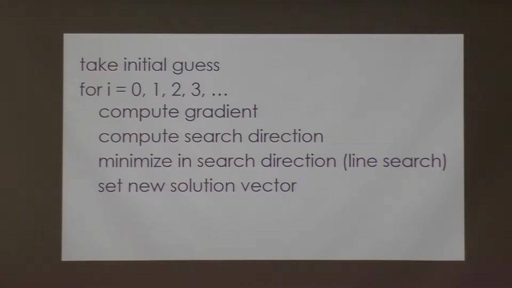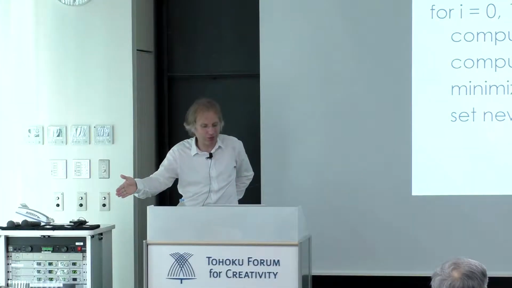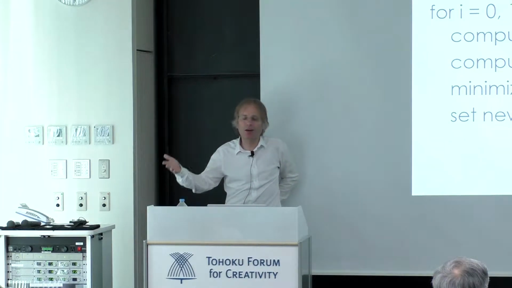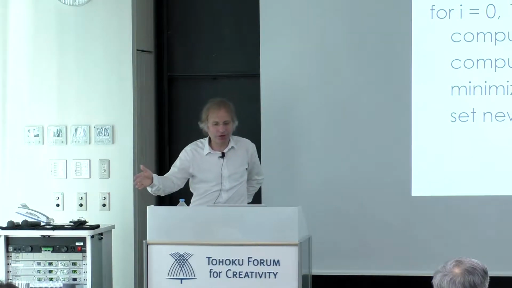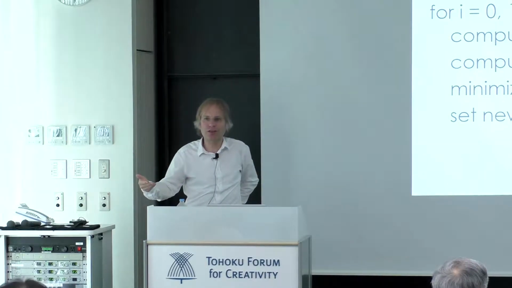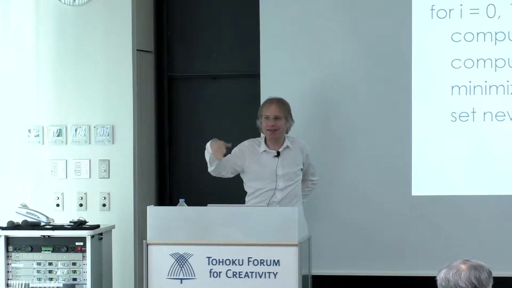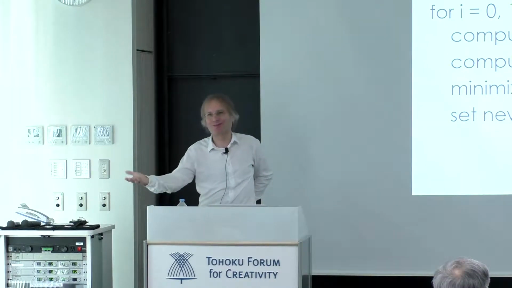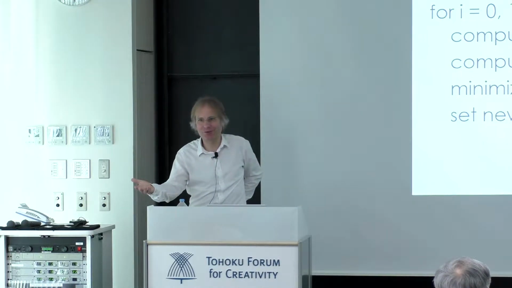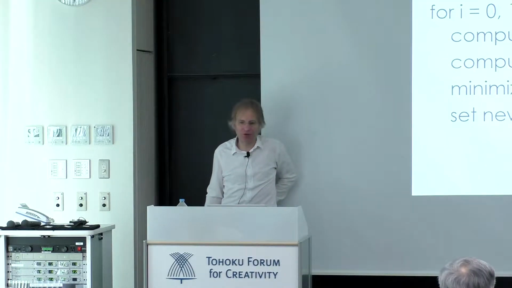So what do we do? We start with an initial guess, and then we do an iterative algorithm. We compute the energy gradient. Based on the energy gradient, we compute a so-called search direction, the direction we use to go downhill. Then we minimize our total energy in the search direction, and then we have a new solution vector, and we do this process again and again until we cannot go further downhill, which means that the energy gradient is 0.